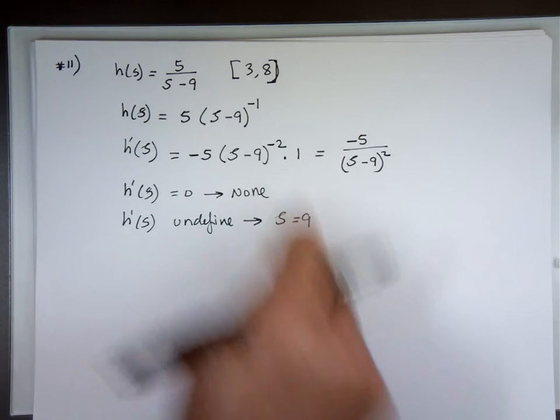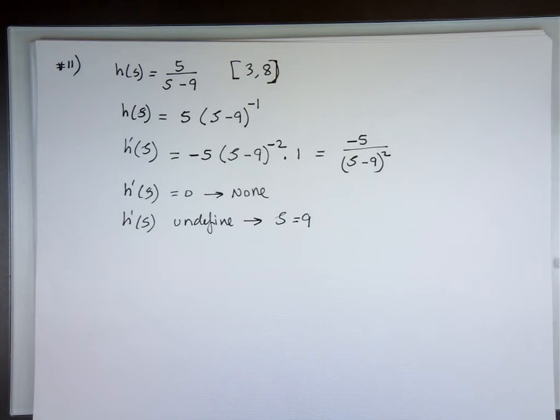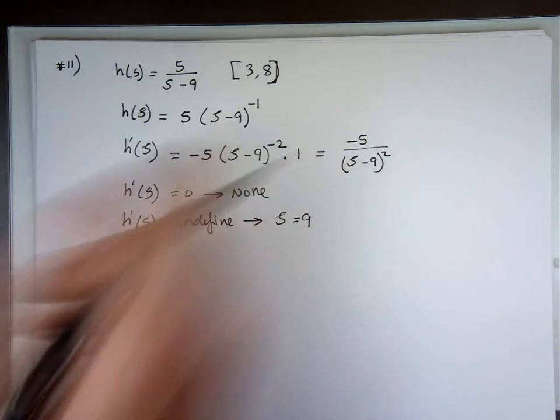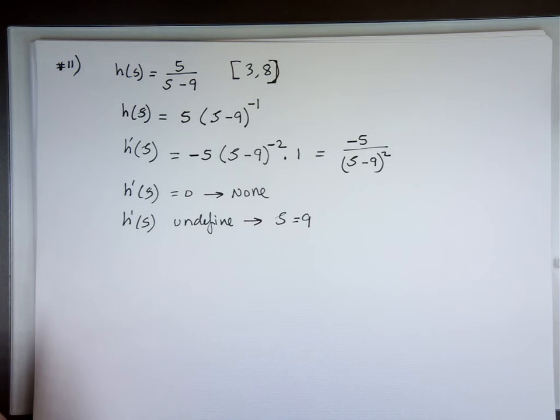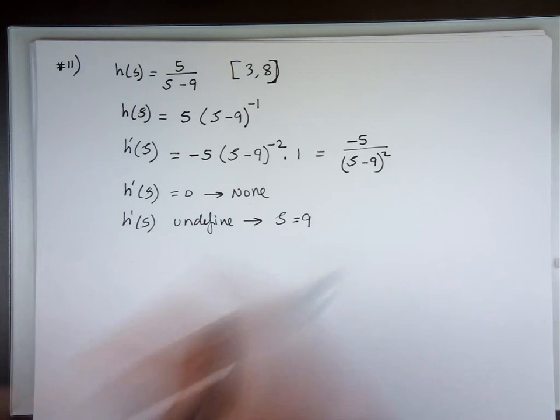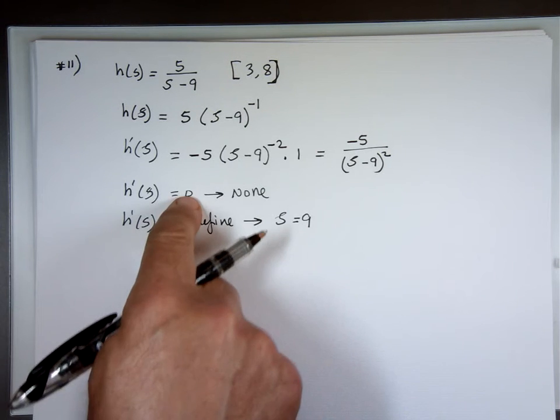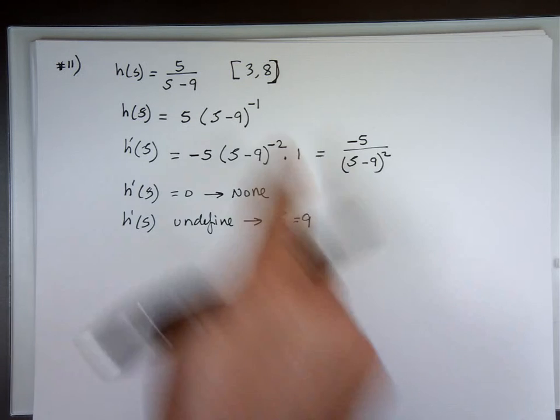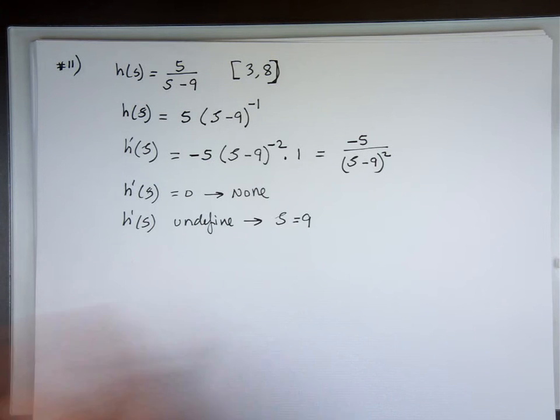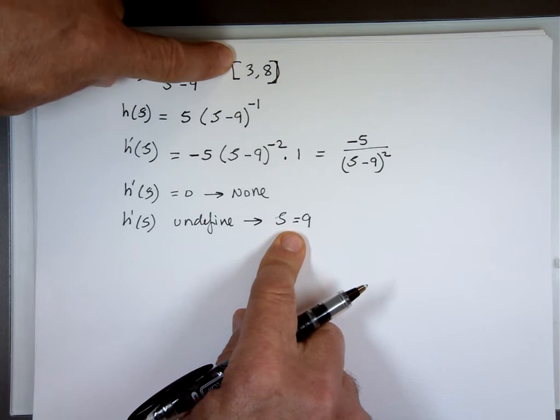Is 9 between 3 and 8? I can't use it, because they're just saying between 3 and 8. I only have two values to check, the 3 and the 8. The value I have here is outside my range. Everyone see that? The 9 is not within the 3 and 8.